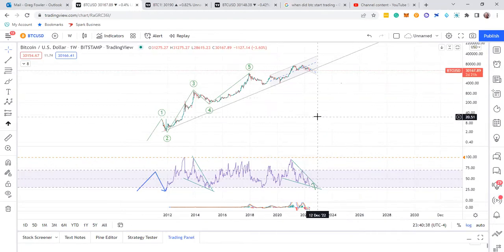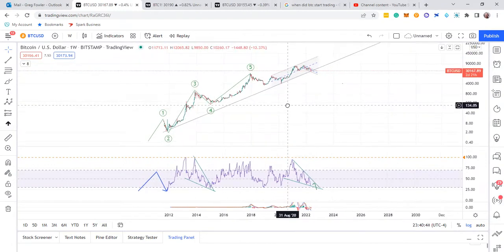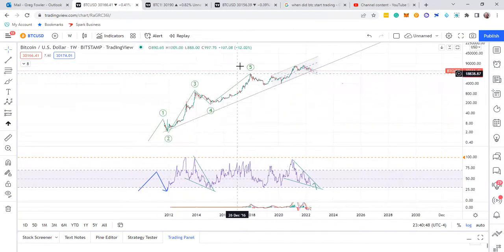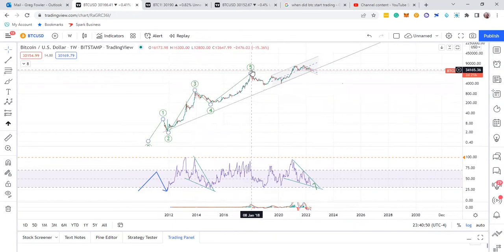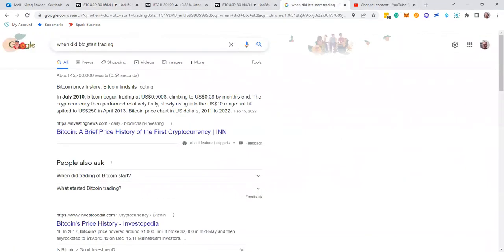Okay. But there's a few things I want to put to rest finally, once and for all, in this overall Bitcoin count. You keep seeing different numbers up here on different counts. I'm seeing the threes over here and stuff. I'm going to show you something to put this to rest once and for all. So I'm going to go to this page here. When did BTC start trading?